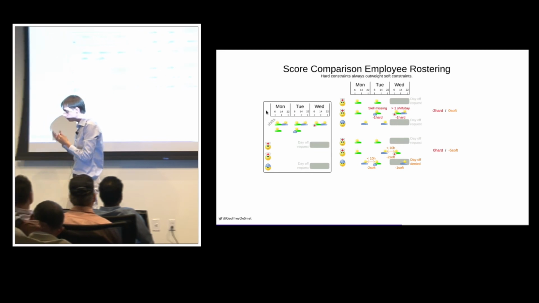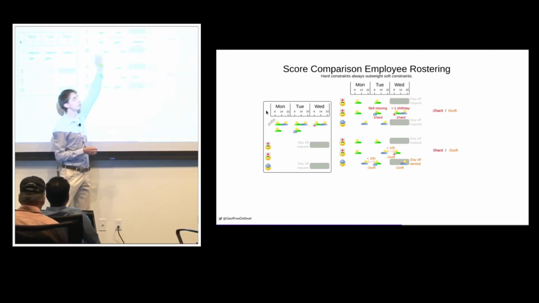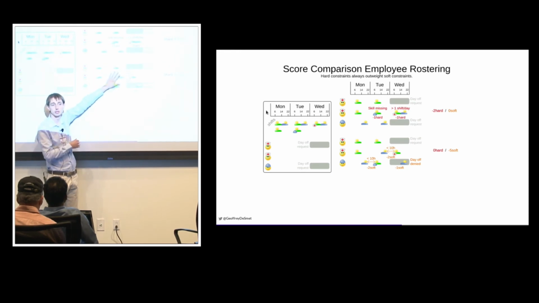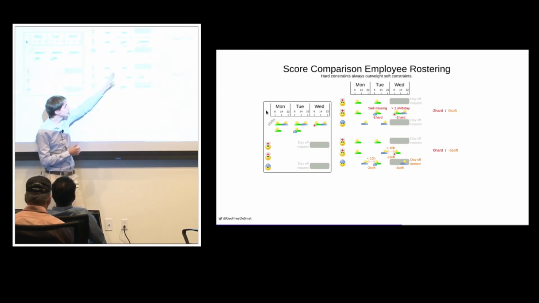So, how do we know? How does OptaPlanner know that this is a better solution than that one? You can all see this is a better solution, right? It's not breaking hard constraints. It's not telling nurses to act like engineers or vice versa. So how does OptaPlanner know that?